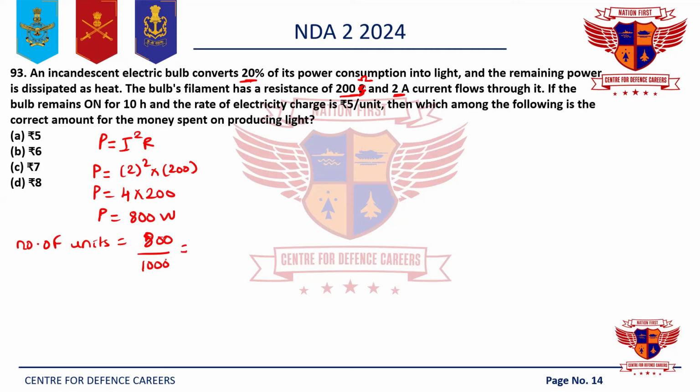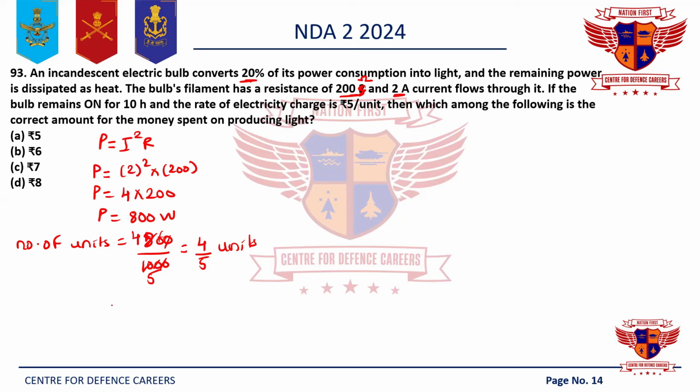These two zeros cancel out. We have 4 and we have 5. So we have 4 by 5 units. Now out of this unit, only 20% of it is useful. So let's only take the 20% part.